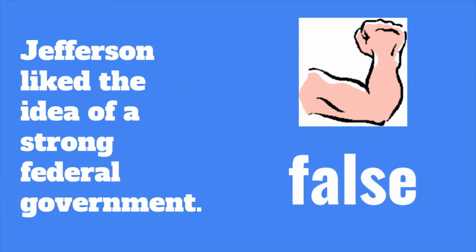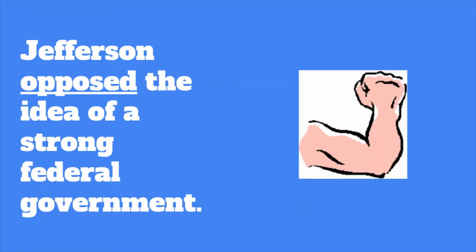Jefferson liked the idea of a strong federal government. This is false. The correct word is opposed. Jefferson opposed the idea of a strong federal government. He thought that a strong federal government might limit people's individual rights and freedoms.